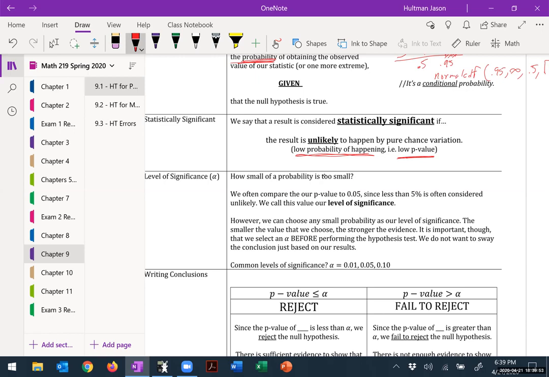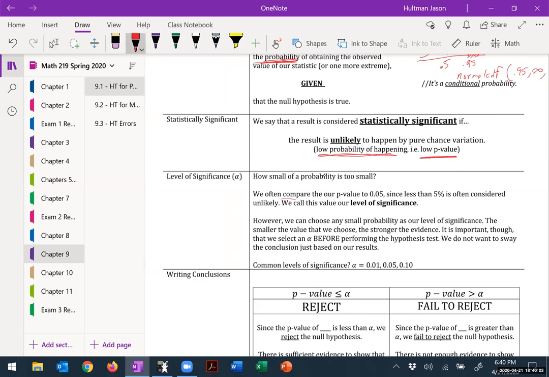How small of a probability is too small? How small is too small? What's our area of rejection? We often compare our p-value to 0.05, or 5%. We call that alpha. We say alpha is equal to 0.05. Alpha is this little fish symbol, it's a Greek letter alpha. Alpha equals 0.05 is often considered unlikely. We call this value our level of significance.